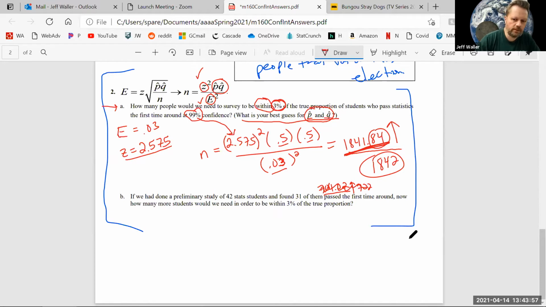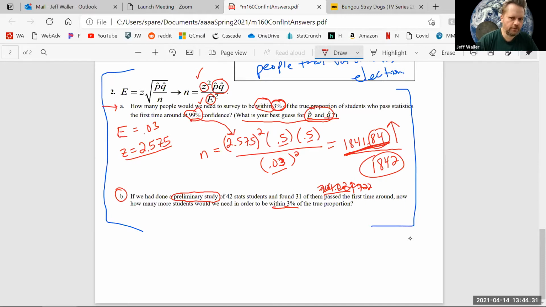Now, what's different in part B? I still want to be within 3%. I still want to be 99% confident. But I gave you more information. Have you guys ever heard the phrase preliminary study? Does that sound familiar to anybody? We did a preliminary study. Anybody heard of preliminary? All right.